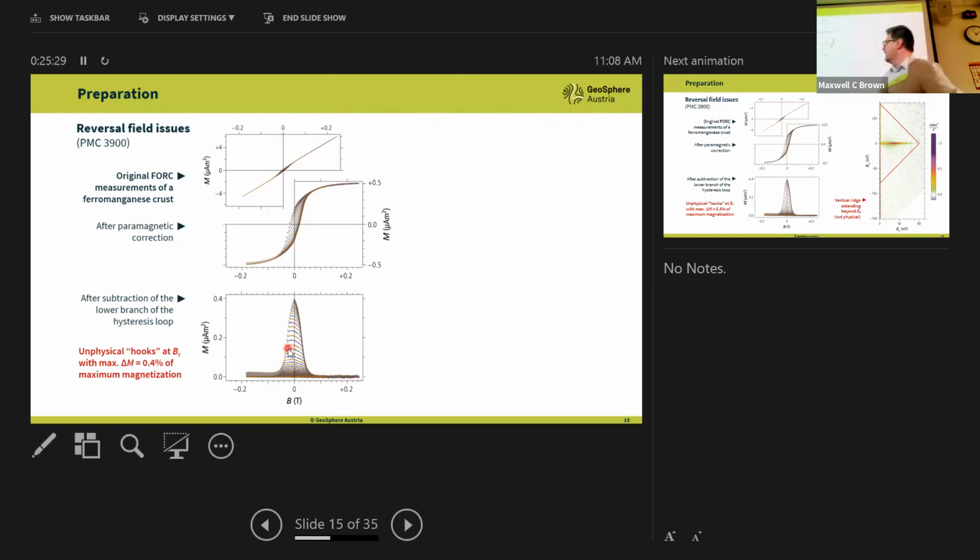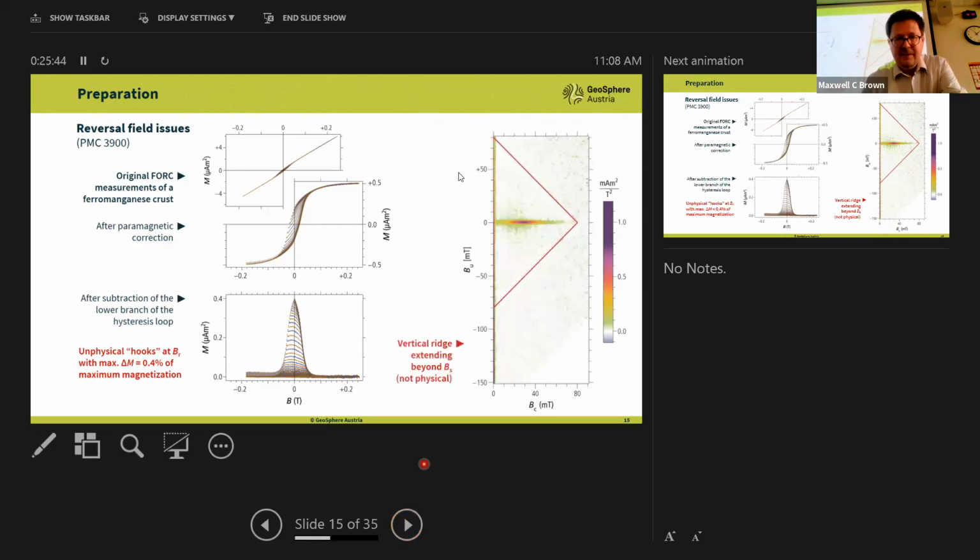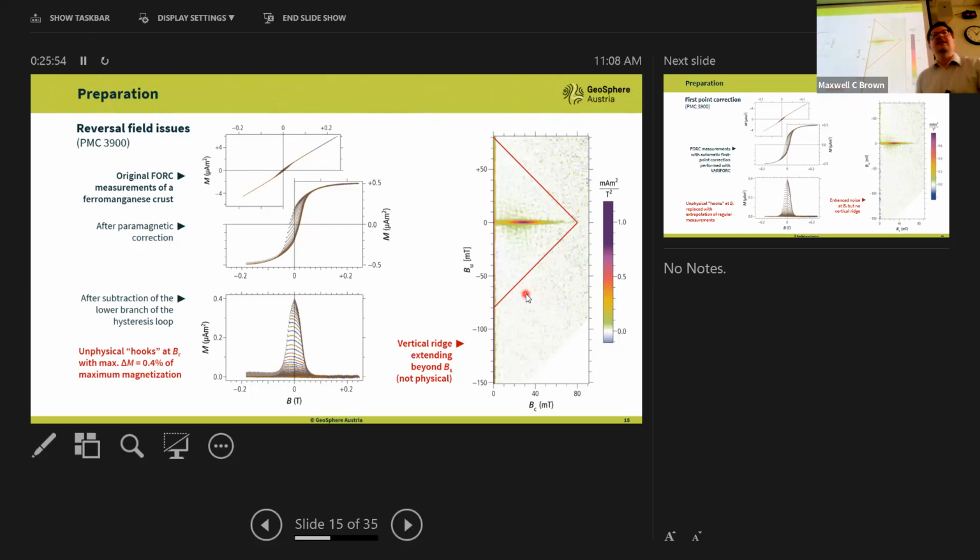And here you see that each curve begins with a hook. And this, you heard from Robert, can be due to viscosity, but in this case, it's not due to viscosity. The reason is that this hook is producing a vertical ridge, you see it here on the left, but this ridge exceeds the saturation range of the sample. And there is no viscosity when you saturate the sample. So this is actually a typical example of an artifact due to difficulties in controlling the reversal field.